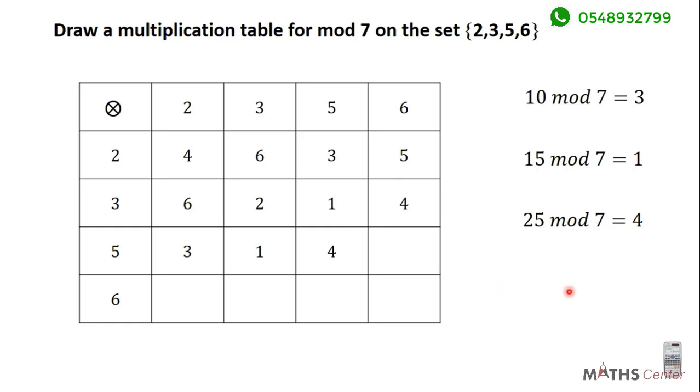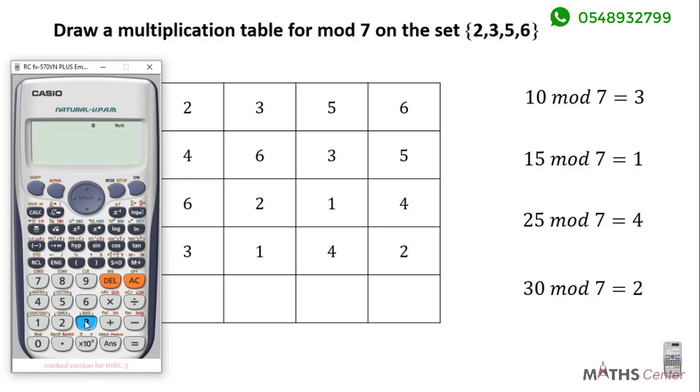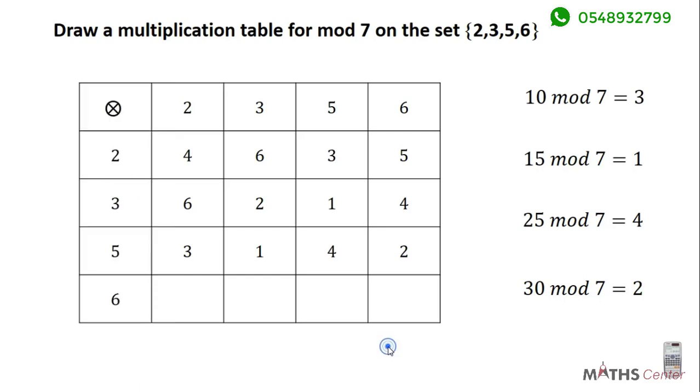5 times 6 will give us 30. 30 mod 7 is 2. So once again, you subtract 7 from 30. So we have 30 minus 7, and that will give us 23. You subtract 7 from 23, that will give us 16. You subtract 7 from 16, you have 9. Then you subtract 7 from 9 and you have 2. So it means that 30 mod 7 is 2.